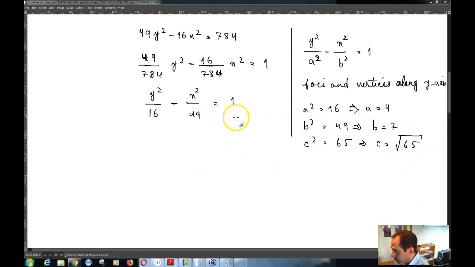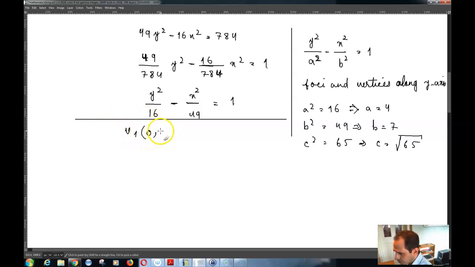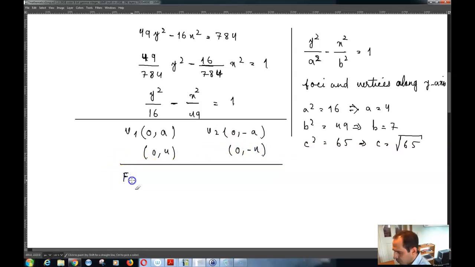Now, in order to find the foci and the vertices and everything else, your vertices are along the y-axis. So that means that x is equal to 0, and this is at a distance a from the center. So V1 would be 0 comma a, which is 0 comma 4, and V2 would be 0 comma negative 4. Your foci would be F1 at 0 comma c, and F2 at 0 comma negative c. So this would be 0 comma square root of 65, and this would be 0 comma negative square root of 65.